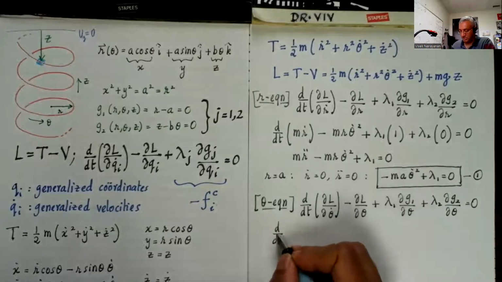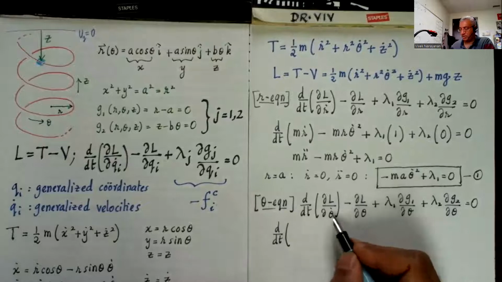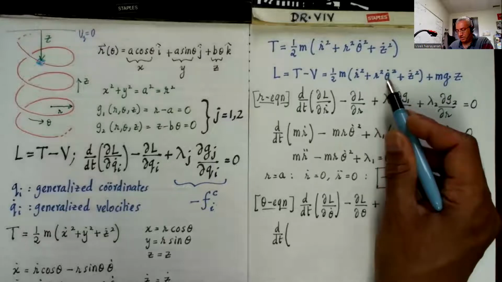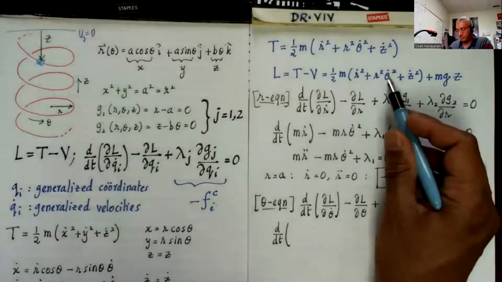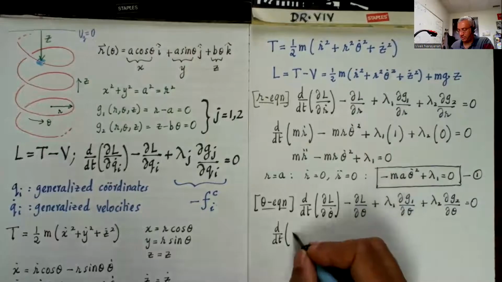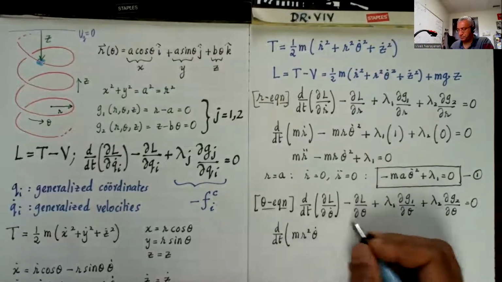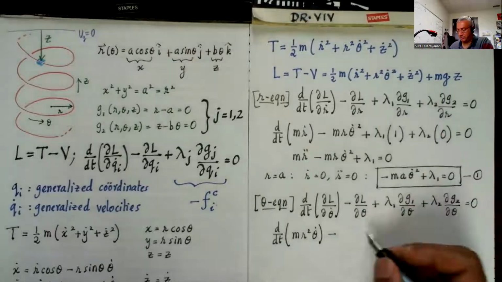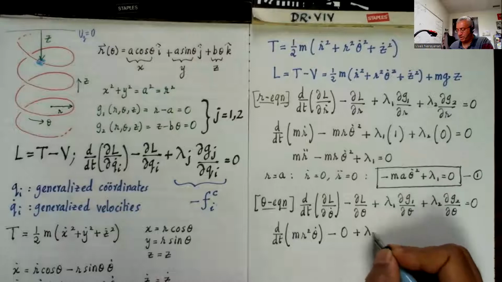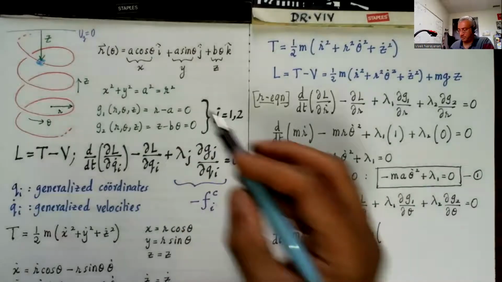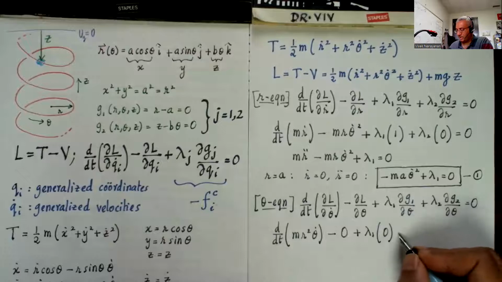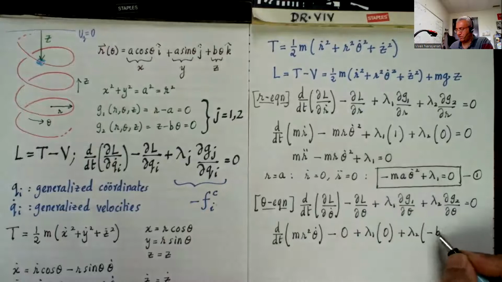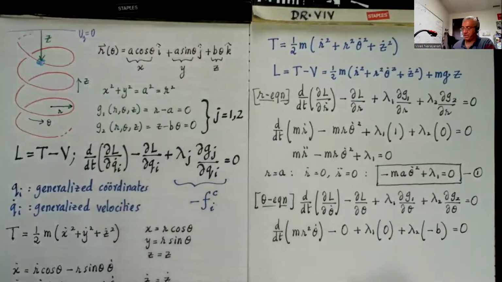Let's do this. Del L by del theta dot is going to be r squared theta dot, because the 2 that comes from 2 theta dot again gets cancelled. So that's m r squared theta dot minus del L over del theta. There is no theta term. Plus lambda 1 times del G1 over del theta, that's 0. Plus lambda 2 times del G2 over del theta, that's negative b. And all that must be 0.